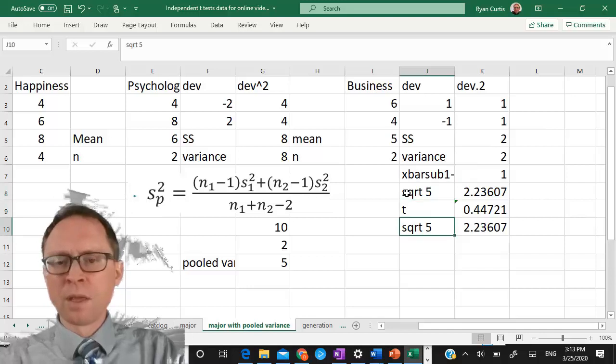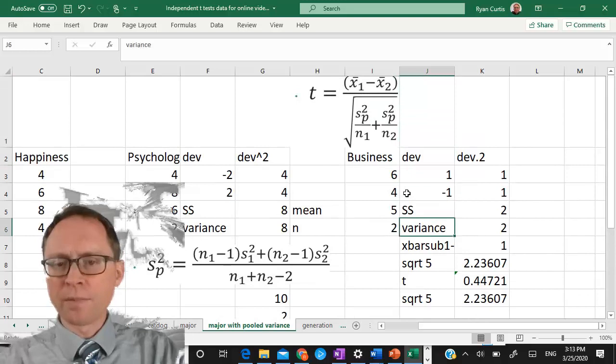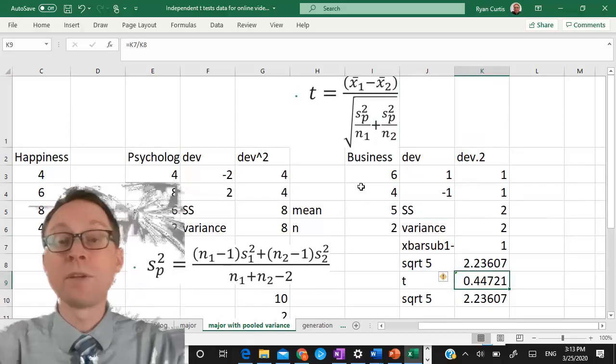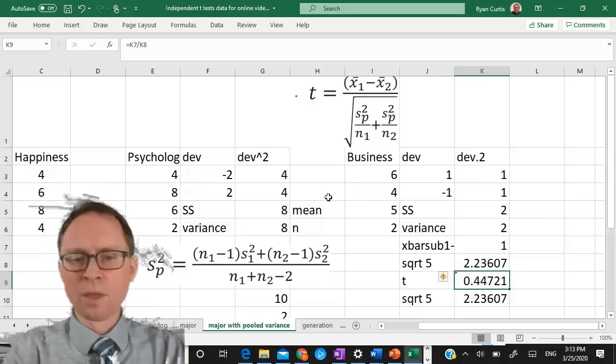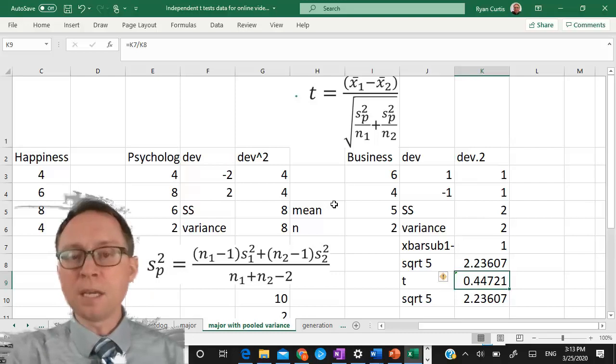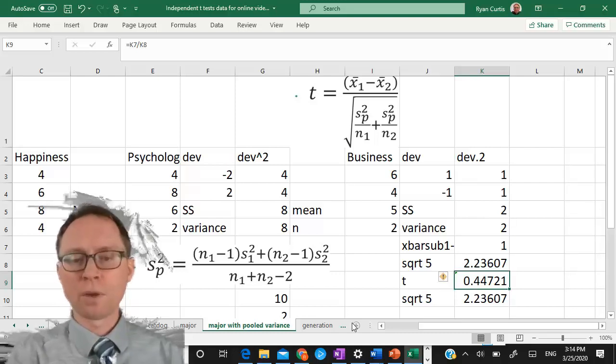All right, so when you do that, and then you take 1 divided by the square root of 5, you're going to get this t, 0.447. It is the same thing. So the pooled variance was 5, and t is going to be the same as it was with the old formula, 0.447.